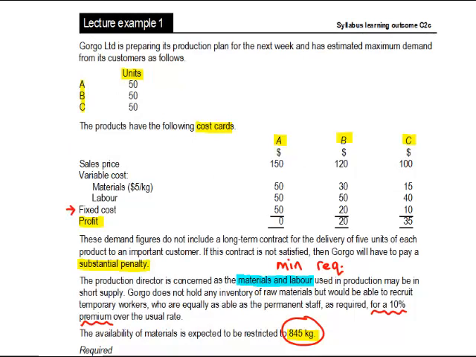We can see in the question that the materials cost is $5 a kilogram. So for product A, a total cost of 50, that means that it's actually using 10 kilograms. Product B, 30 divided by 5 is 6. And for product C, 15 divided by 5 is 3.